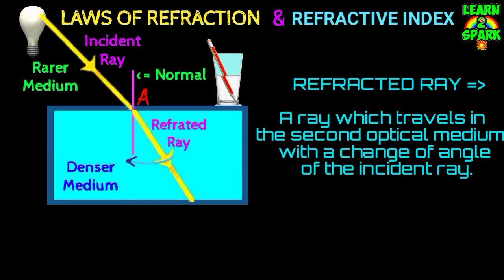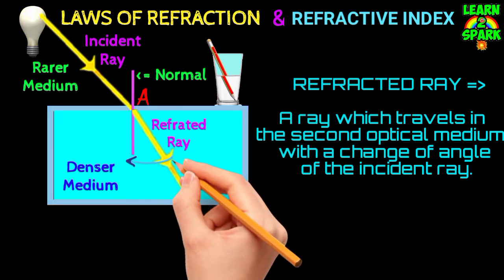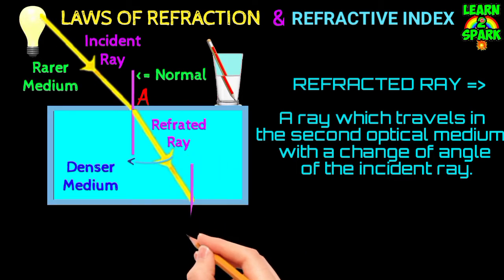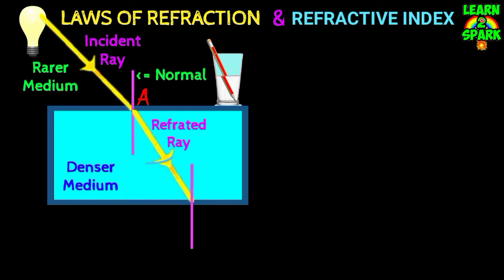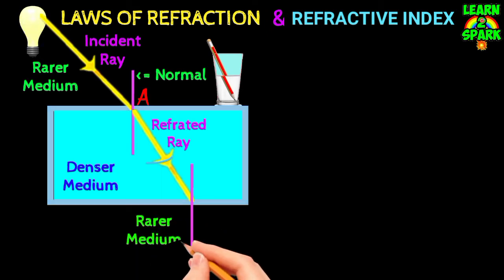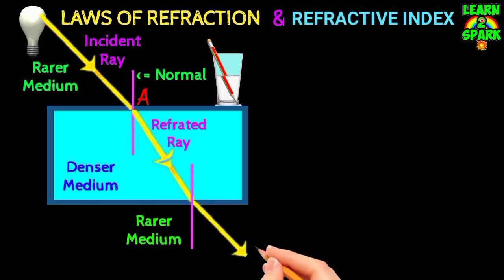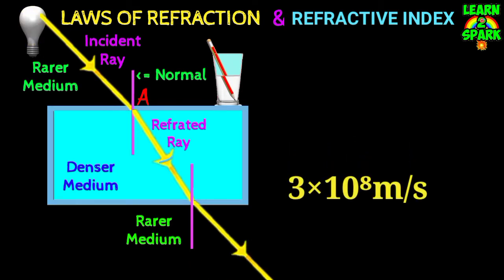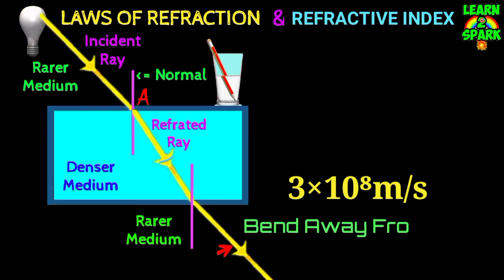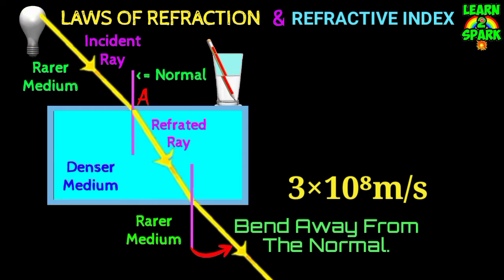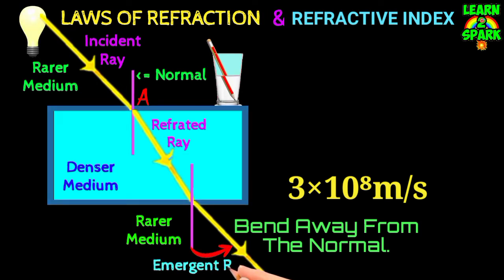If the light ray continues to move through the denser medium, it will hit the second surface of separation between the denser and rarer medium. As it is moving again into the rarer medium, its speed will increase to 3 into 10 to the power 8 meters per second. Due to that, it will again bend away from the normal and come out of the denser medium as the emergent ray.